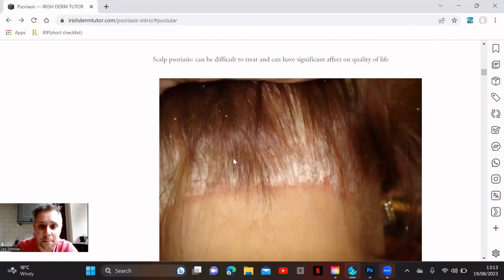And here's an image of scalp psoriasis, and this can really have a huge impact on the patient's quality of life. It can be very severe, where you get this very thick scale covering the whole surface of the scalp, and that can often shed a lot. So the patients can often be very embarrassed and can be very itchy as well.